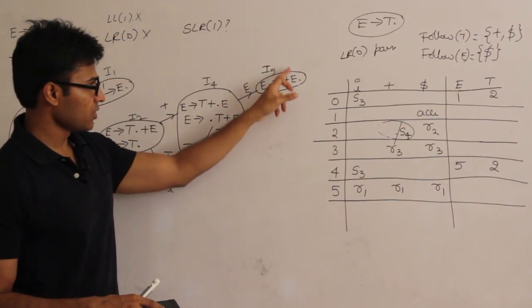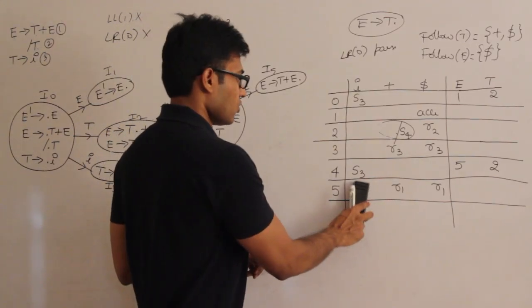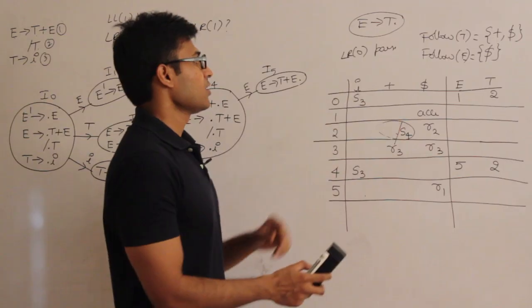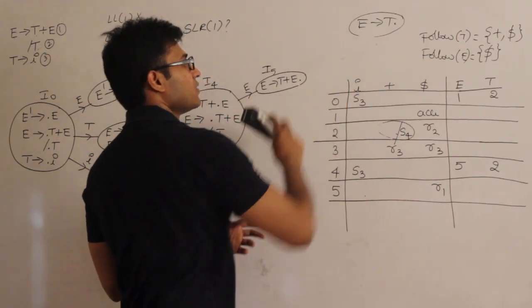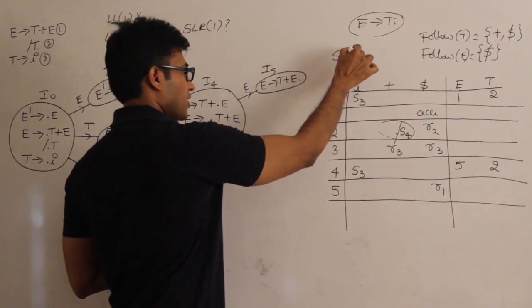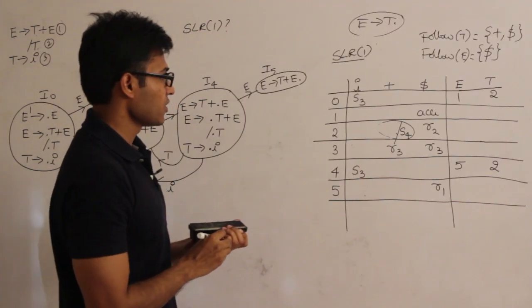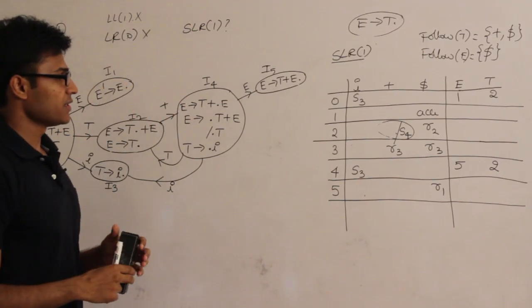And the next one is the fifth production, E derives T plus E. Where should this be placed? Only in the follow of E. What is follow of E? Follow of E is dollar. So this is nothing but the SLR1 parsing table. So what is the difference between the SLR1 parsing table and the LR0 parsing table? In the SLR1 parsing table, we are going to place the reduce moves only in the follow of the left hand side. In LR0, we are going to place the reduce moves throughout. So that is the main difference.